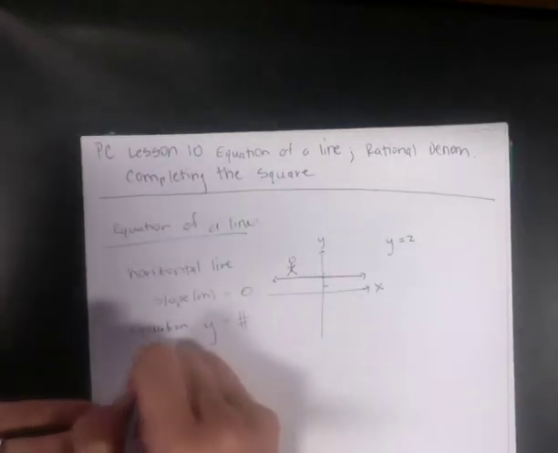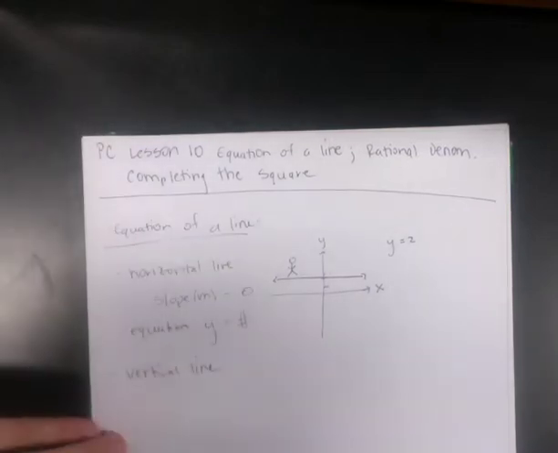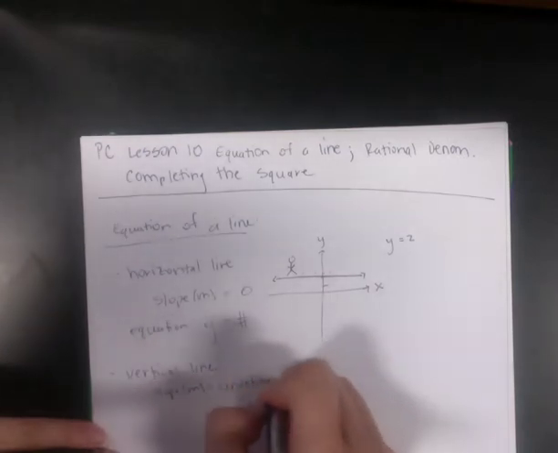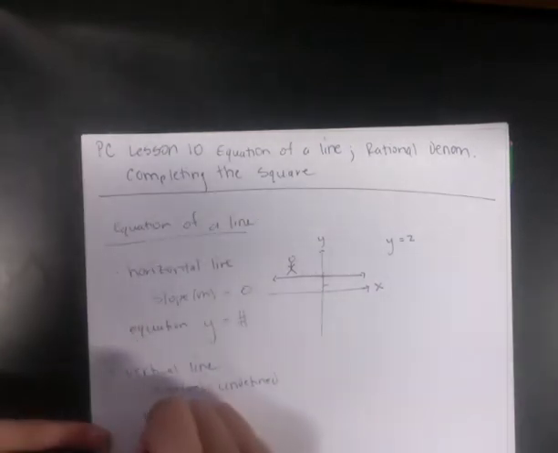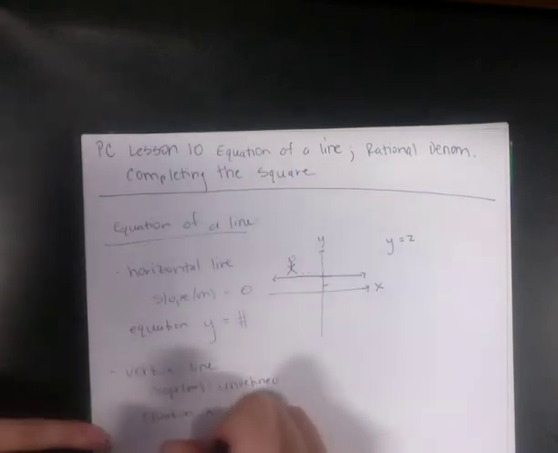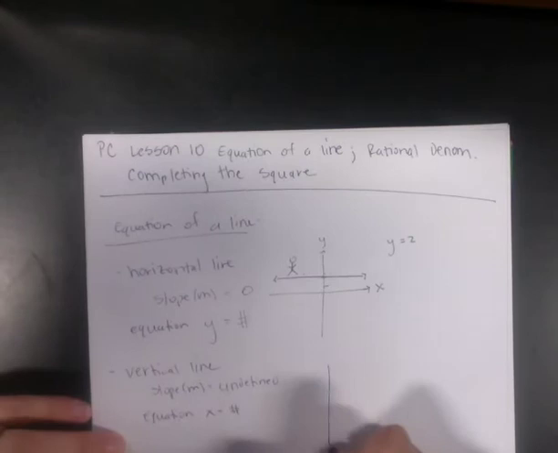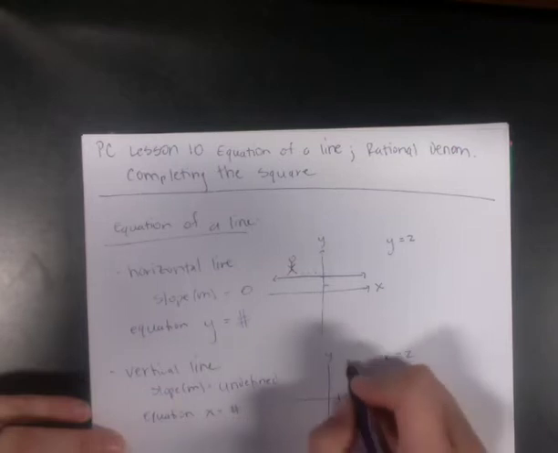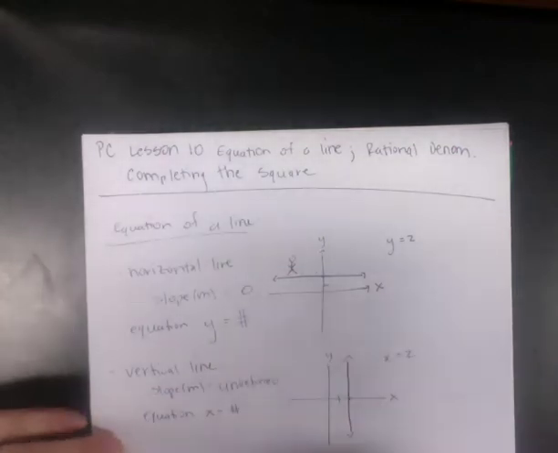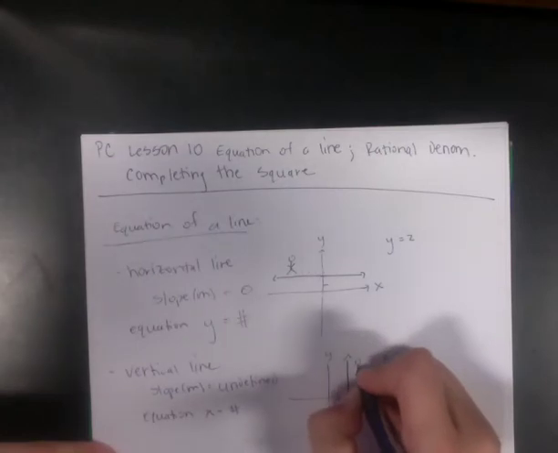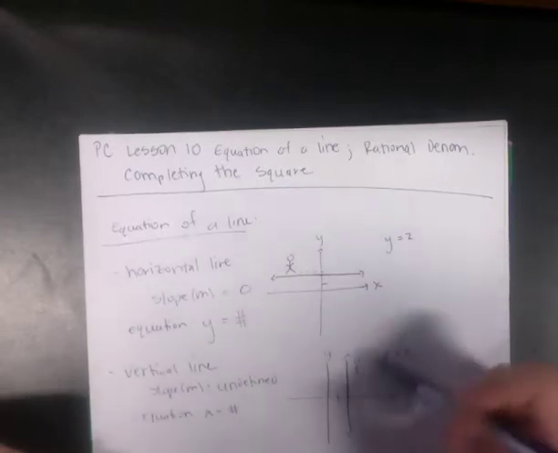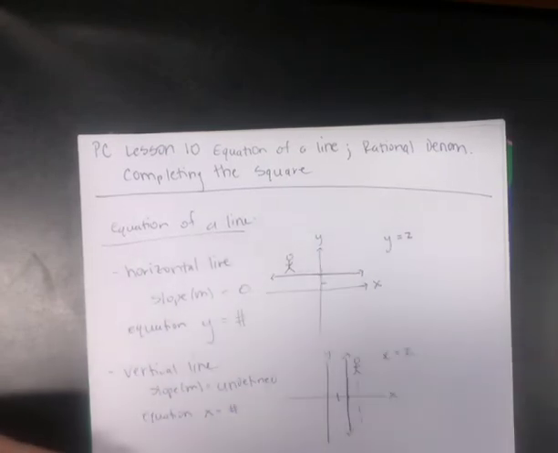Now the other one is a vertical line, where our slope is undefined, and the equation is x equals some number. So let's graph on my xy plane. x equals 2 would be this. We can remember the slope is undefined because if a little guy tried to walk on this, it would be like jumping off the Grand Canyon. There's no place for him to walk or to stand. His slope is undefined.